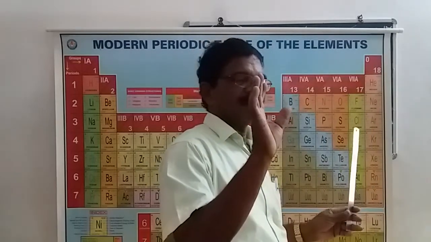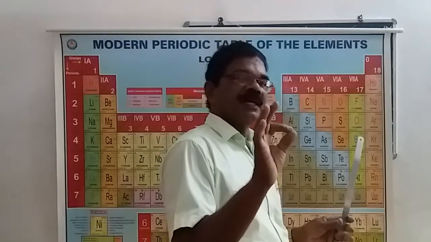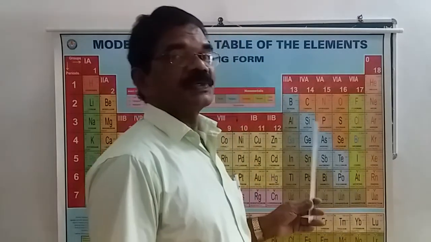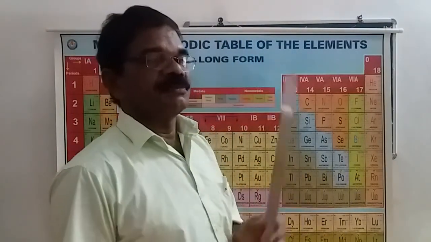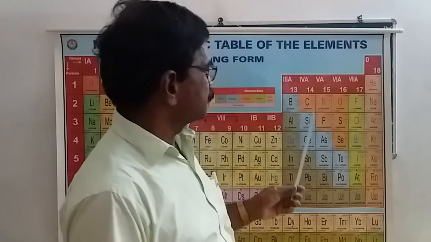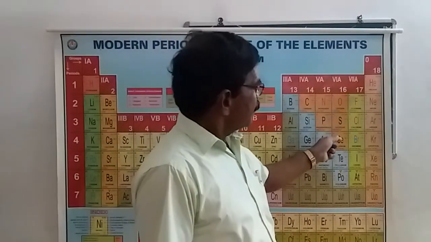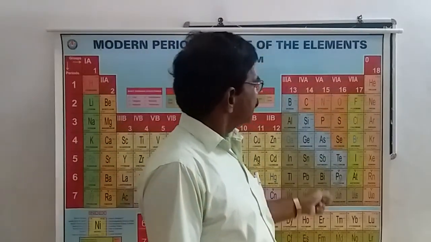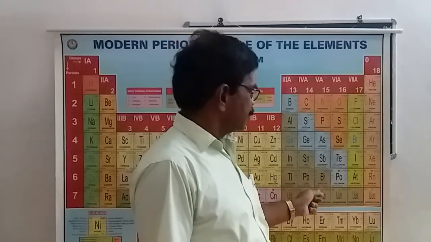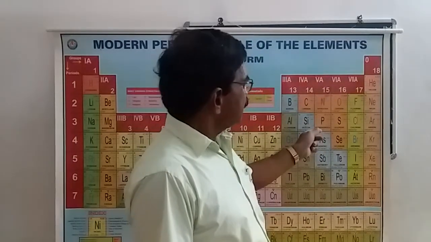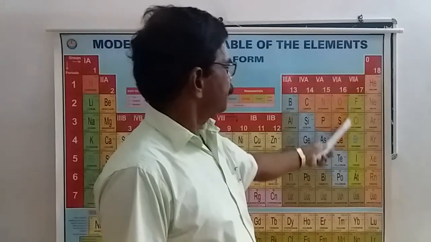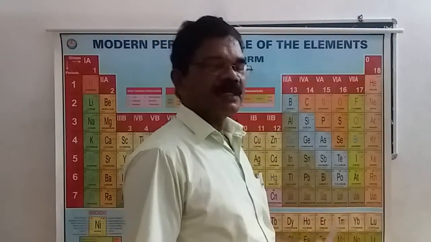The properties of an element depend upon the number of valence electrons. Valence electrons means the number of electrons in the outermost shell. We can see fluorine, chlorine, bromine, iodine, astatine, oxygen, sulfur, selenium, tellurium, polonium. These elements are non-metals.